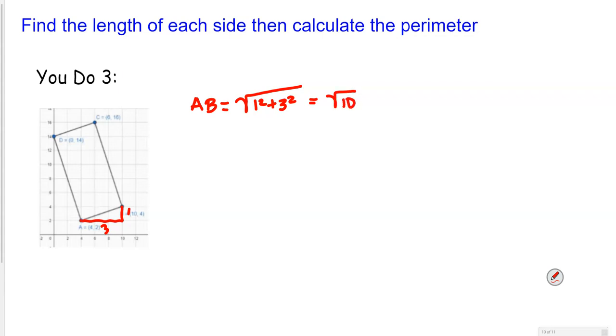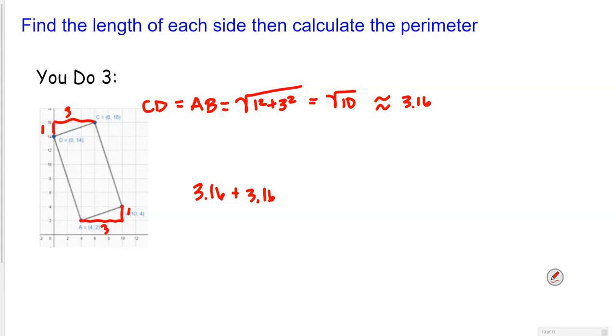Well, now, let's check CD as well. It's 1 up and 3 over as well, isn't it? 1 up and 3 over. So that means that's AB and what? AB is equal to CD, isn't it? Okay. So the square root of 10 is 3.16. I think we just did this one a minute ago. So that's 3.16. Okay, so we got 3.16 plus 3.16.